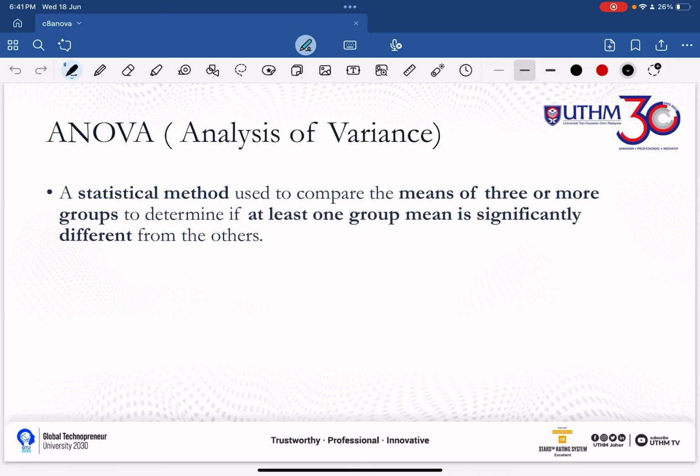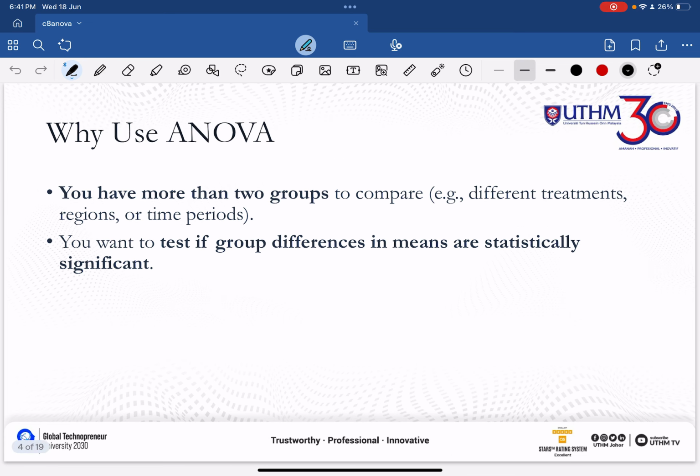ANOVA is basically analysis of variance. It's a statistical method used to compare the means of 3 or more groups to determine if at least one group mean is significantly different from the others. Okay, so it's all about hypothesis testing. If you remember from previous weeks, we learned about hypothesis testing in chapter 6, but that one is only for one and two groups only.